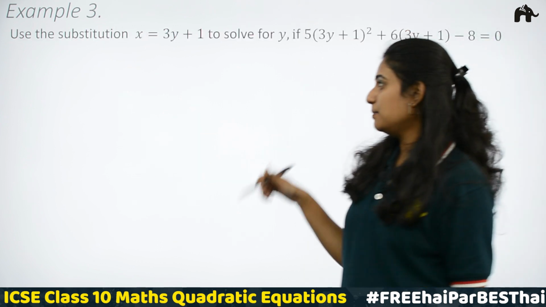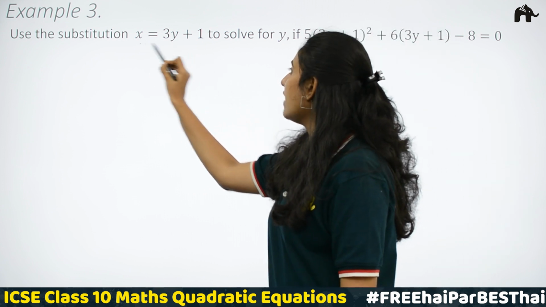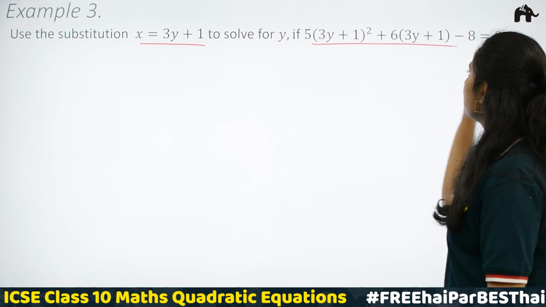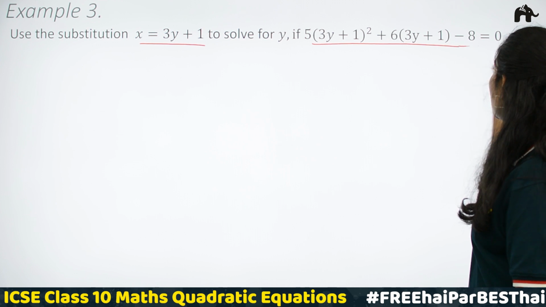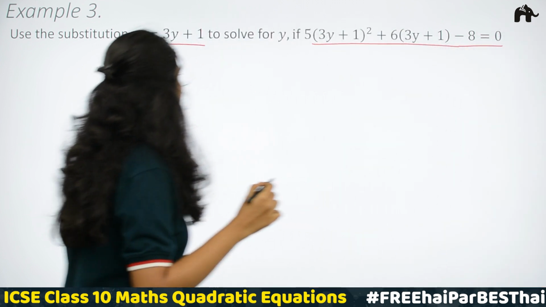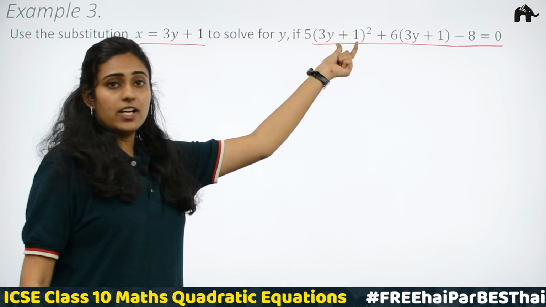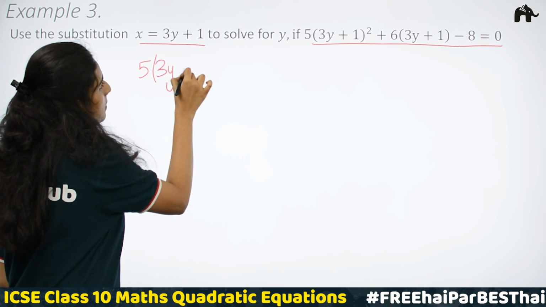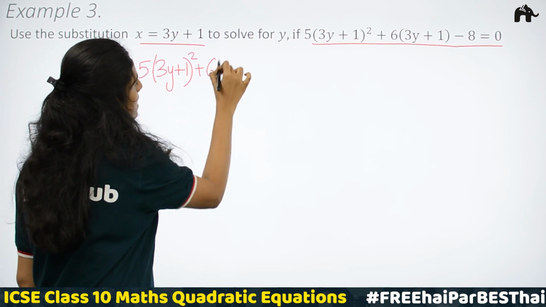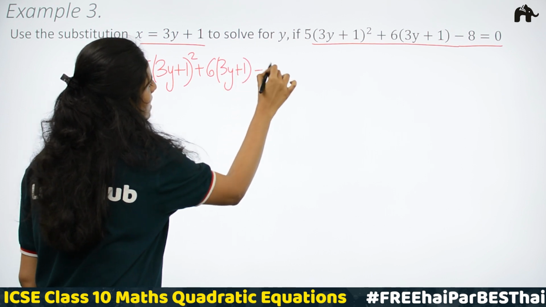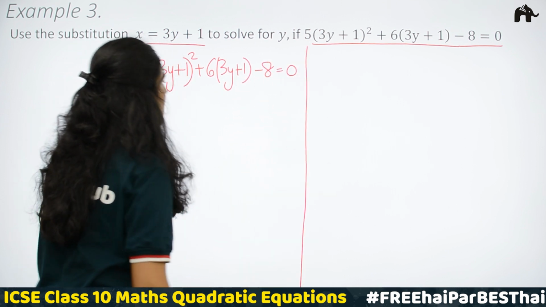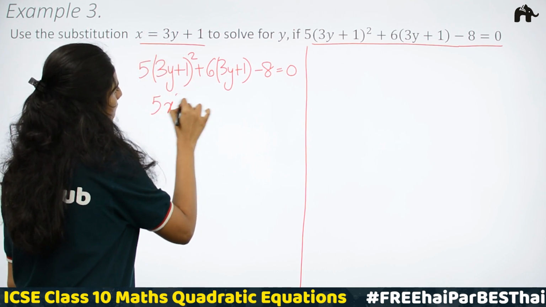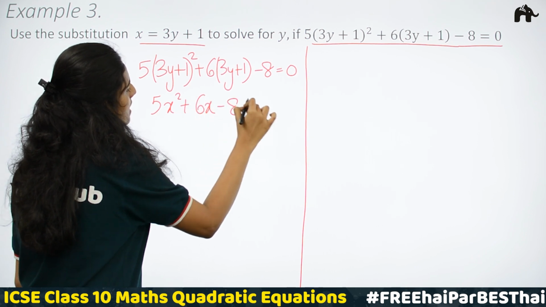Okay. Next, example 3. Use the substitution x is equal to 3y plus 1 to solve for y if 5 into (3y plus 1) whole square plus 6 into (3y plus 1) minus 8 is equal to 0. Here, wherever you find 3y plus 1, you have to substitute x. Substitute 3y plus 1 is equal to x. The equation becomes 5x square plus 6x minus 8 is equal to 0.